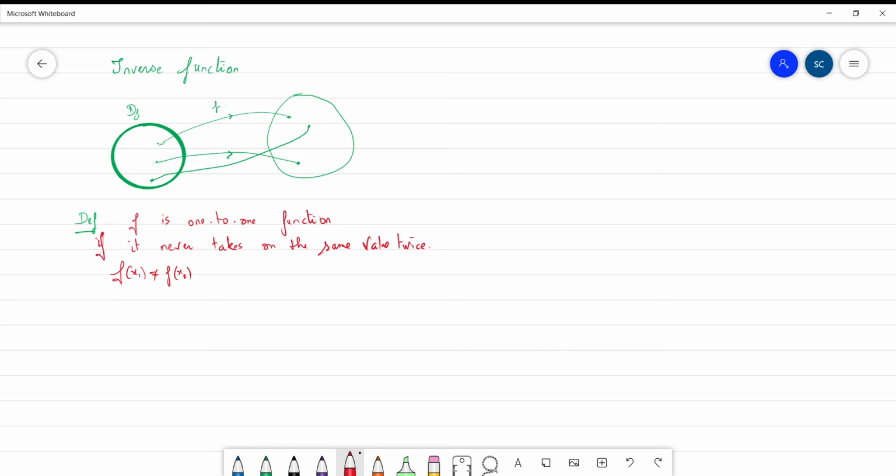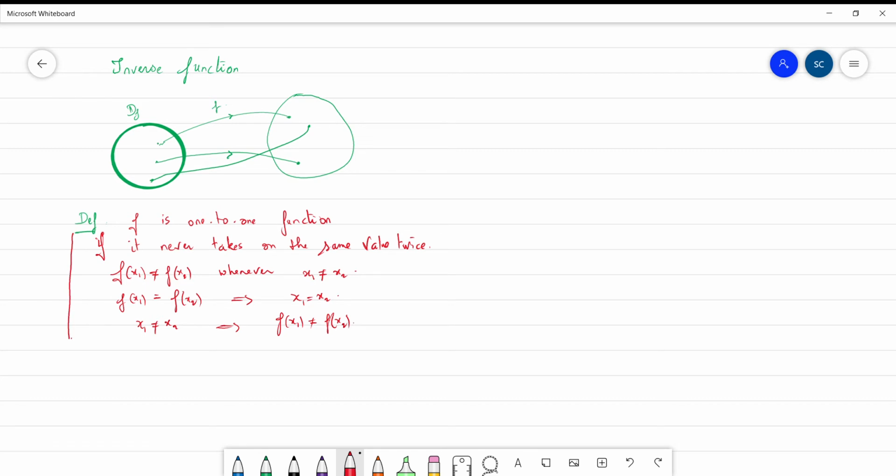So if you have the equality of images, necessarily x1 is equal to x2. If you have x1 different from x2, then necessarily the images are distinct. So this is the definition of a one-to-one function.